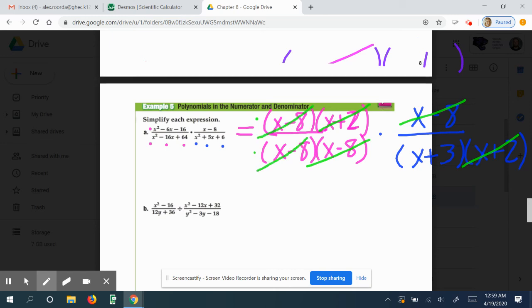So all I'm left with from this whole big mess is 1 on top because all of these are gone, right? So I have a 1 on top. And all of these are gone, so all I have is x plus 3 on the bottom. So look, I went from a huge mess to just 1 over x plus 3. Okay?